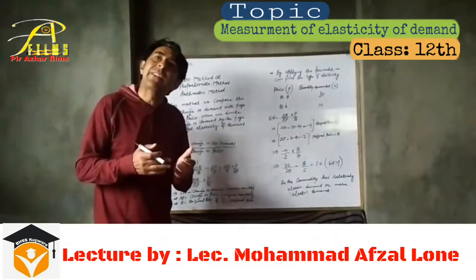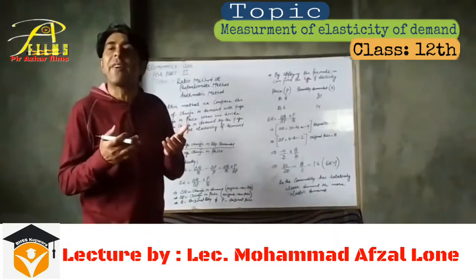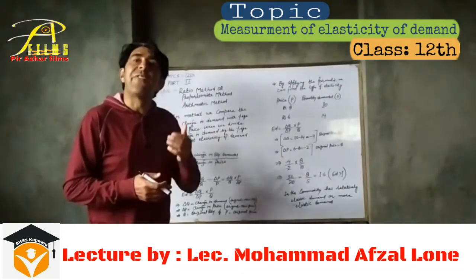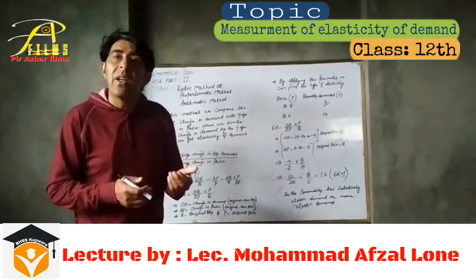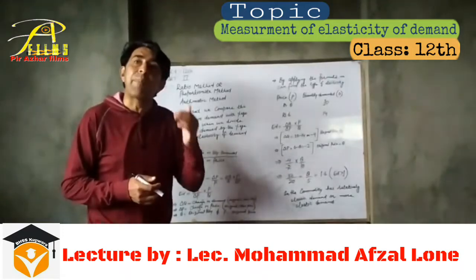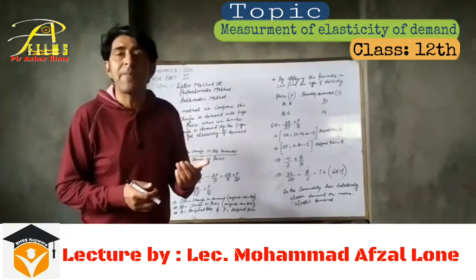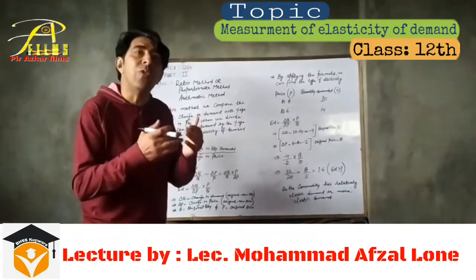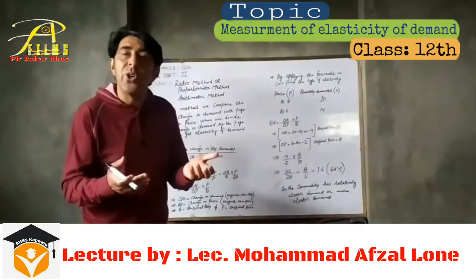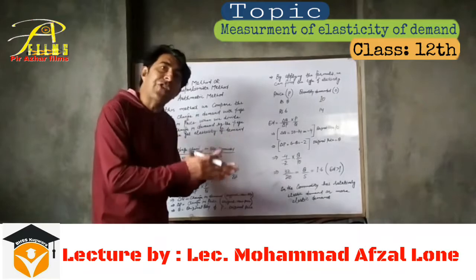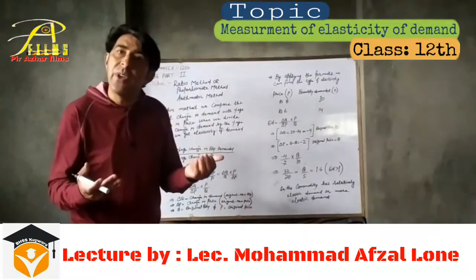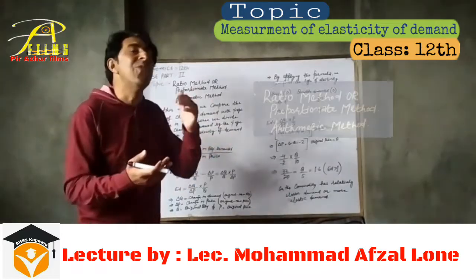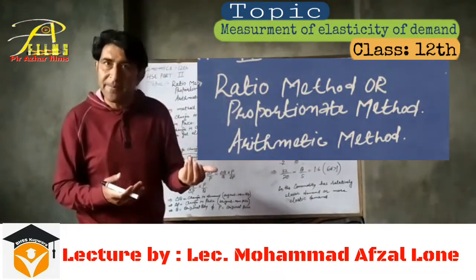We have different methods to measure the elasticity of demand of a commodity. Today we are going to discuss Flux's proportionate or percentage method. This method of measuring elasticity of demand is known by different names. You can say Flux's proportionate or percentage method, you can also say arithmetic method, or it is known by another name, ratio method.